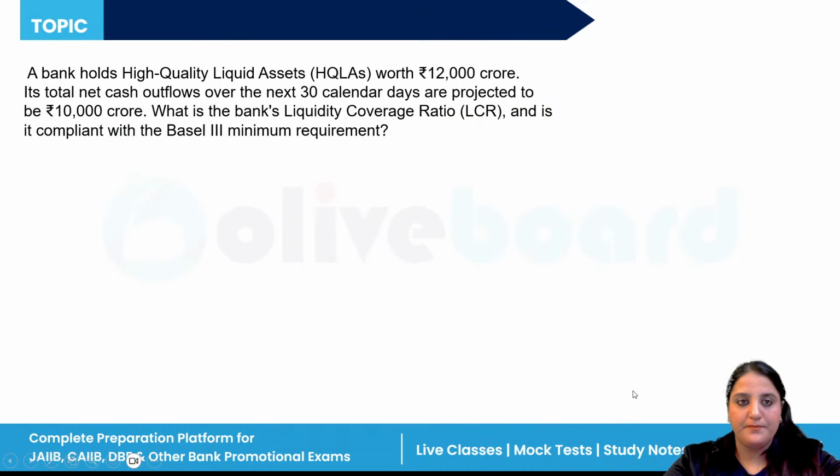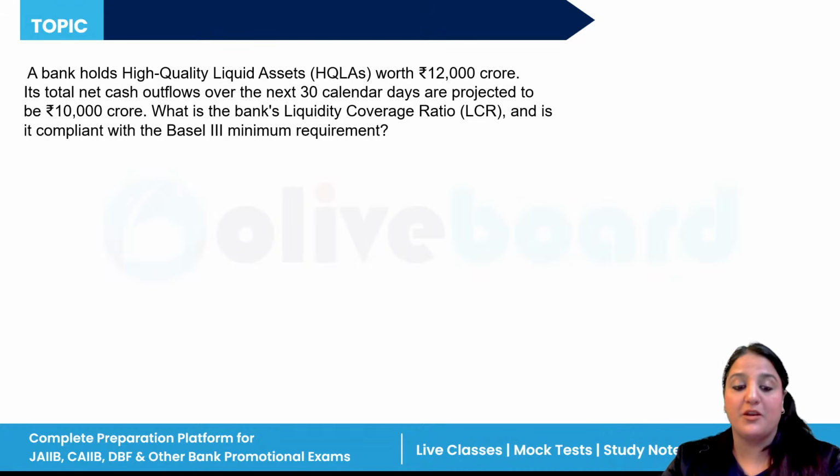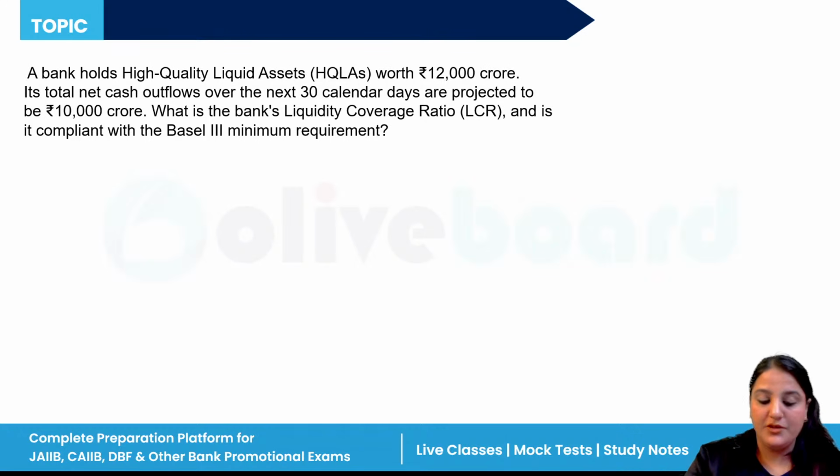Next question. If a bank holds HQLA worth 12,000 crore, its net cash outflows over the next 30 days are projected to be 10,000 crore. What is the LCR, and is it compliant with the Basel III minimum requirement? So tell me the calculation of LCR.